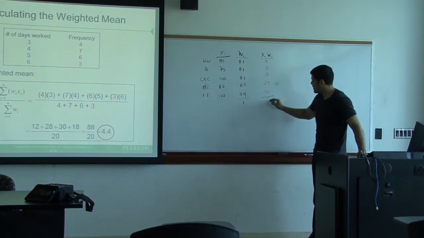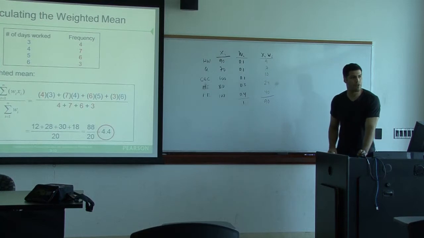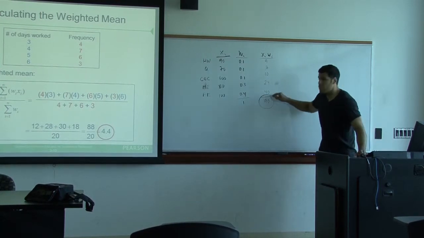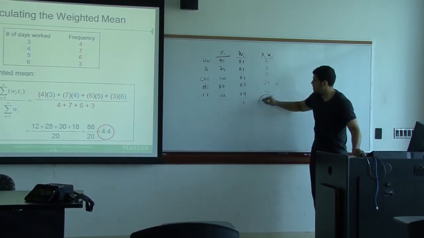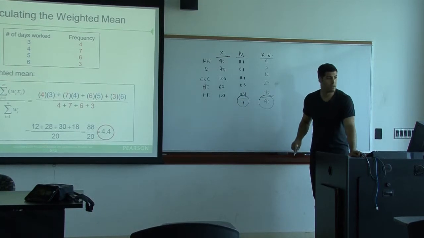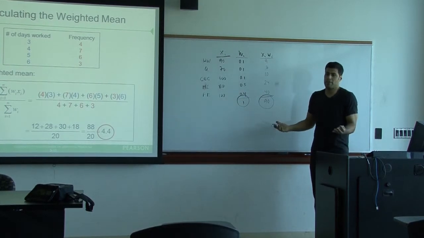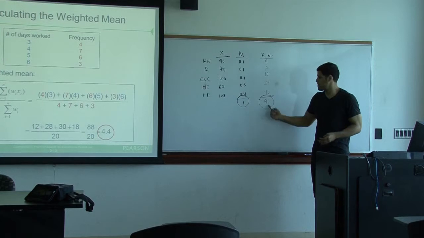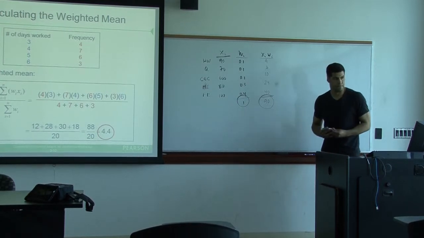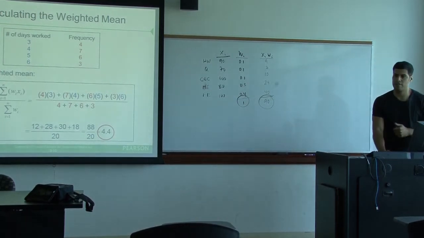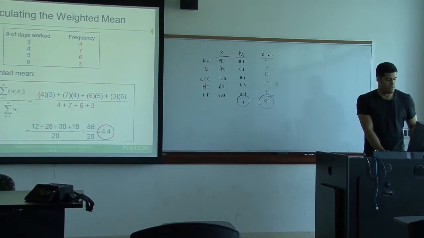90. How do you get the average grade for the course? You take the sum of the products and you divide it by the sum of the weights. So in this case, the sum of the weights is just 1. So your average grade is just 90. 90 divided by 1. Okay? I think that's enough about the weighted mean.